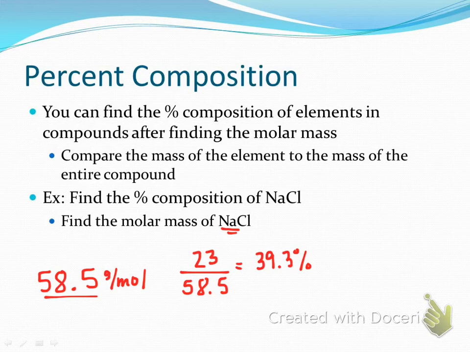Okay, so I found the percentage of sodium, so it's 39.3% sodium. Now to find my percent of chlorine, I'm going to take the mass of chlorine divided by the total. So 35.5 divided by my total, and I get 60.7%.